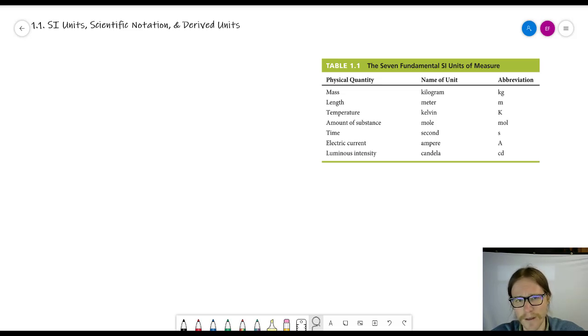Most of what I'm going to talk about in the next 10 minutes is something you probably have seen in a previous chemistry or physics course, so we'll move through it pretty quickly just to get you refamiliarized with the language that chemists and physicists and scientists use.